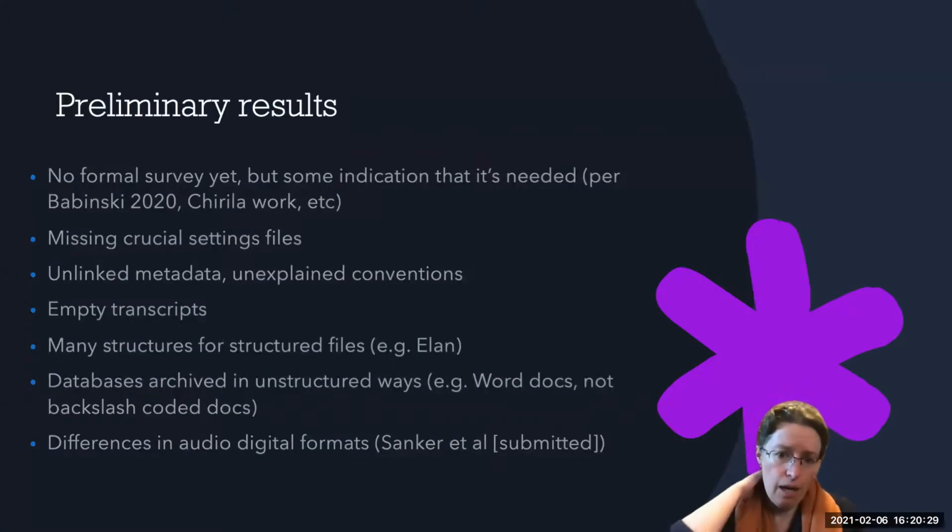Okay, our preliminary results, so we only have very preliminary results yet. We haven't started the formal survey, but we do have some indication that a survey like this is badly needed.